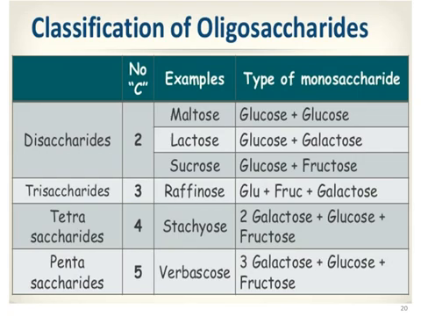Pentasaccharides. The example is verbascose, in which 3 galactose, 1 glucose, and 1 fructose are combined by a glycosidic linkage and form verbascose, which is a 5 sugar unit compound.